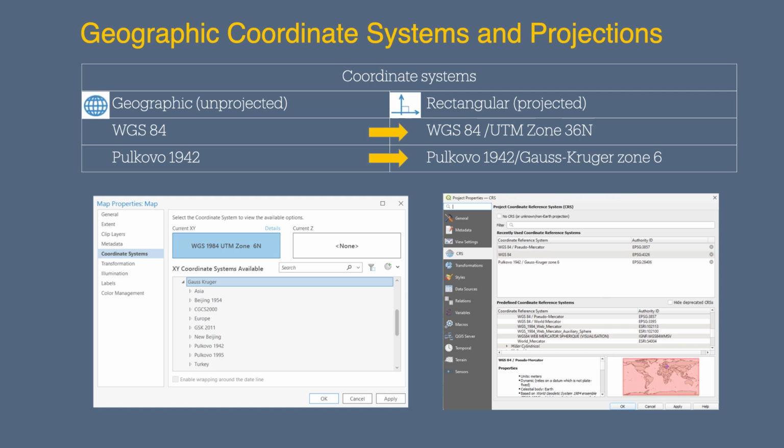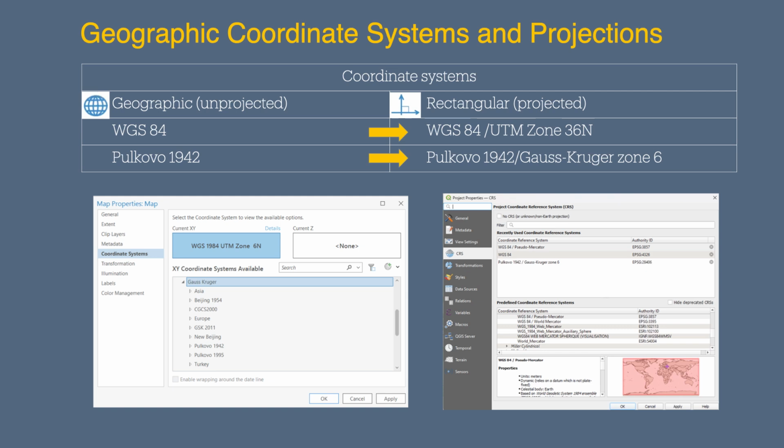However, there are also regional coordinate systems developed by different countries for their areas. For example, in Ukraine, the coordinate system Pulkovo 1942 is suitable. A geographic coordinate system uses a spherical model of the Earth, usually with latitude and longitude. Latitude measures how far north and south a point is from the equator, while longitude measures how far east or west a point is from the prime meridian.